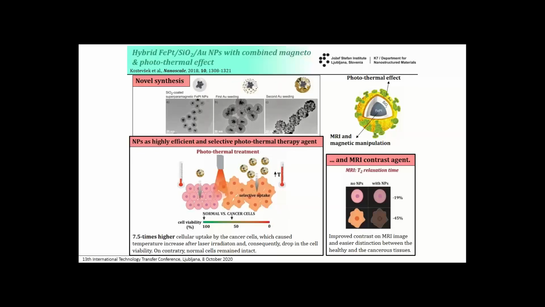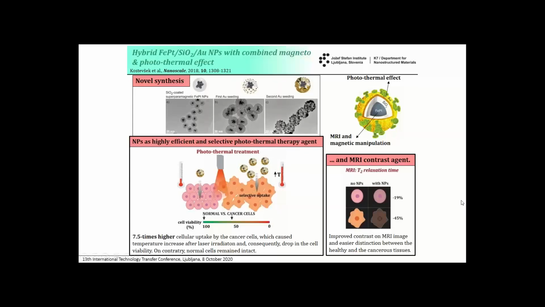So we started with synthesis, where we prepared magnetic nanoparticles with very good magnetic properties, which is crucial for good performance as MRI contrast agents. Then we coat every individual core with a silica shell and continue with a gold layer on the surface. After incubation of these nanoparticles with normal and cancer cells, we observed that the internalization of these nanostructures in the normal cell is very low or minimal, and the uptake by the cancer cell is actually 7.5 times higher, which is very important for the selectivity of the treatment.